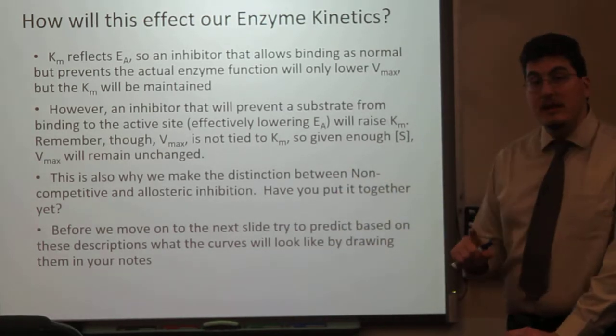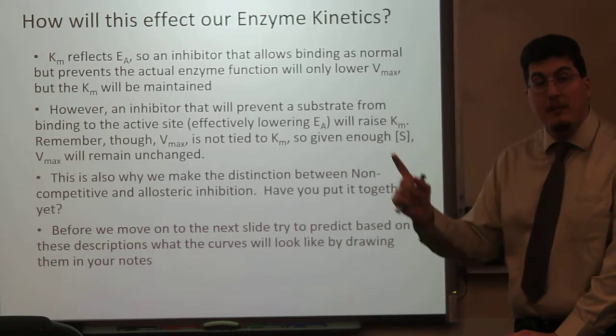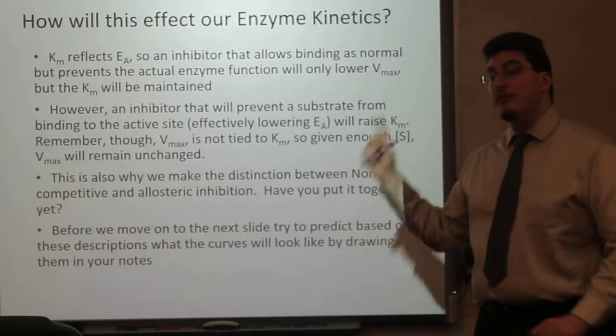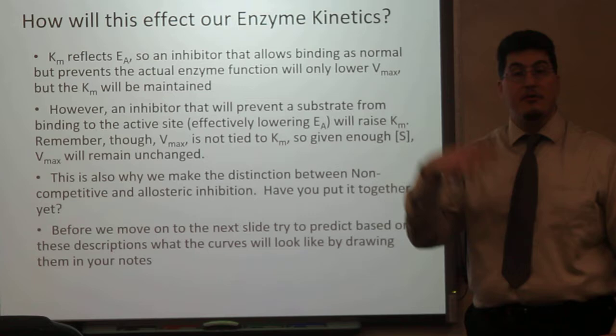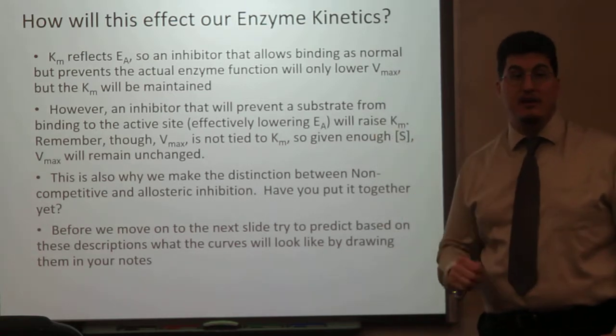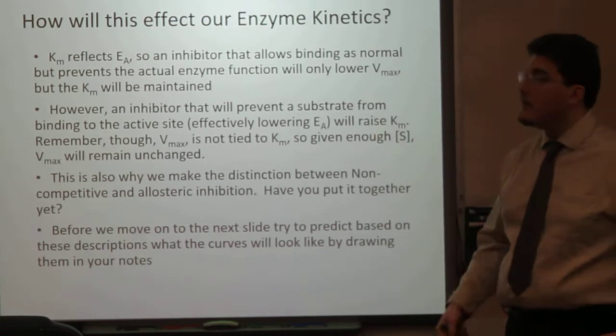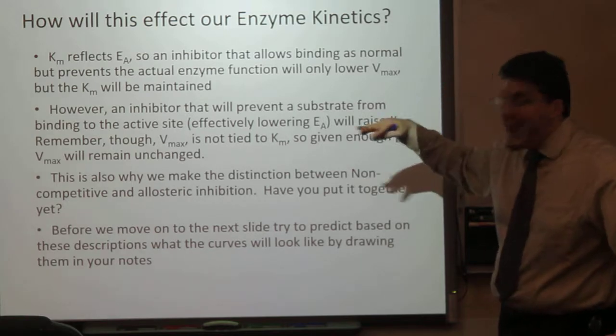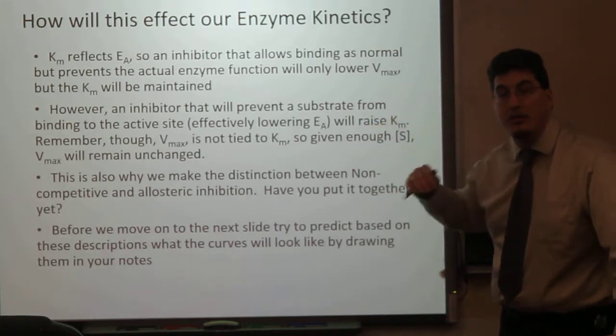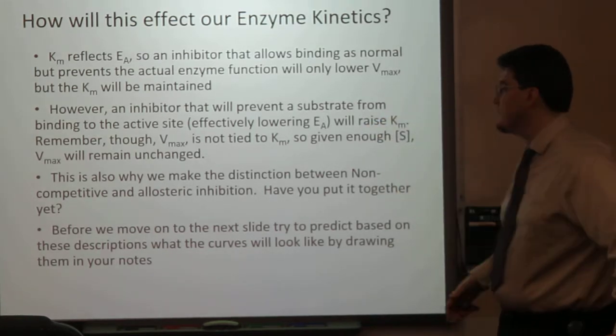In an allosteric inhibitor, you change the shape of the enzyme, the shape of the active site, you affect enzyme binding, therefore enzyme affinity, and you decrease product formation, decrease Vmax. So Vmax and Km will both change.